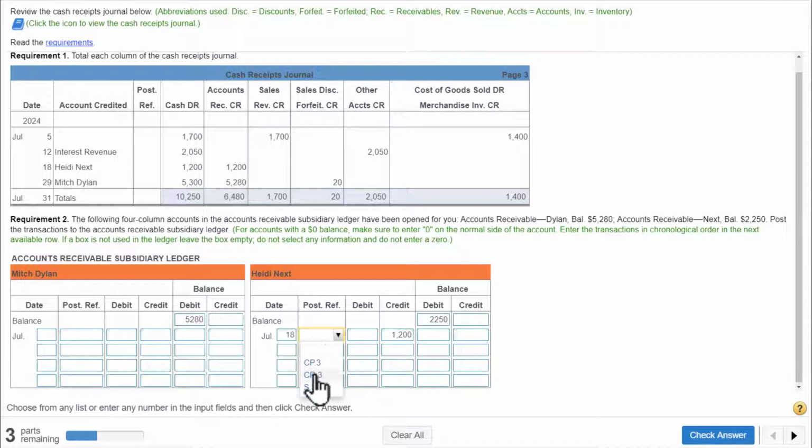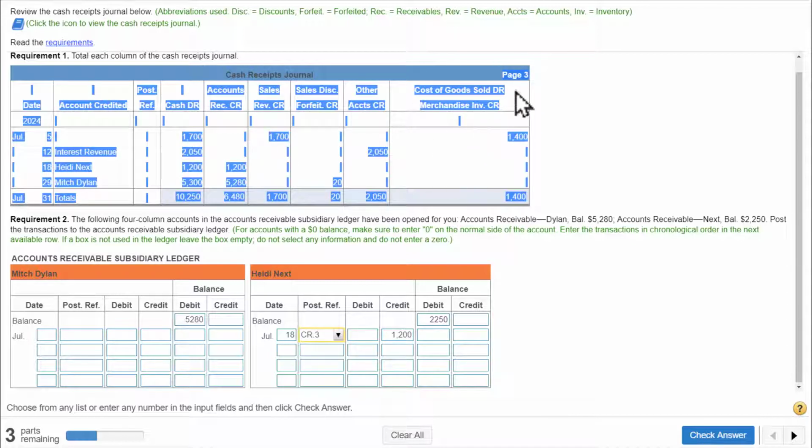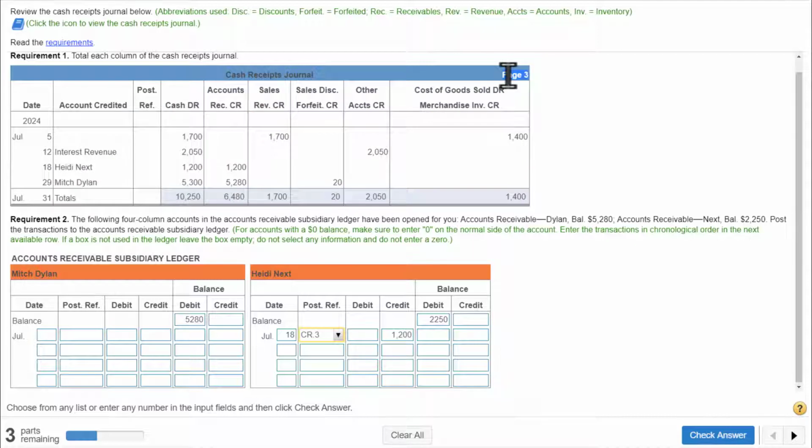Post reference CR stands for Cash Receipts Journal, page 3. And then what's our new balance? We had a debit balance of 2,250. We lowered it by 1,200 because she must have paid off some of her AR, and our new balance is 1,050. Now, in the real world, you would then put your post reference here, a check mark for Heidi Knext. But we will do the posting later in this problem.